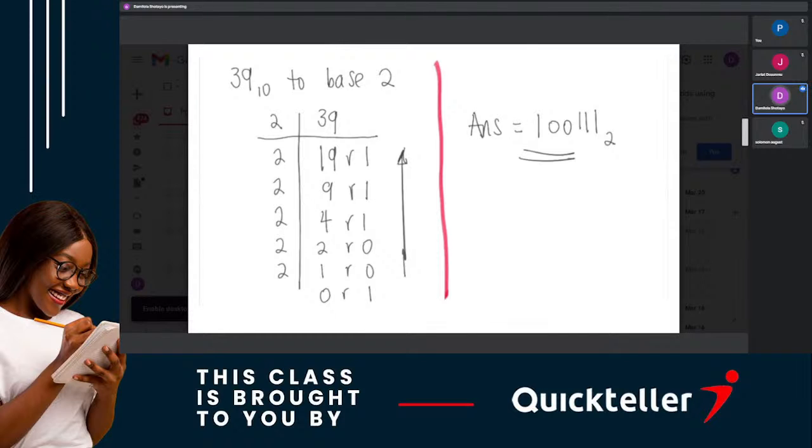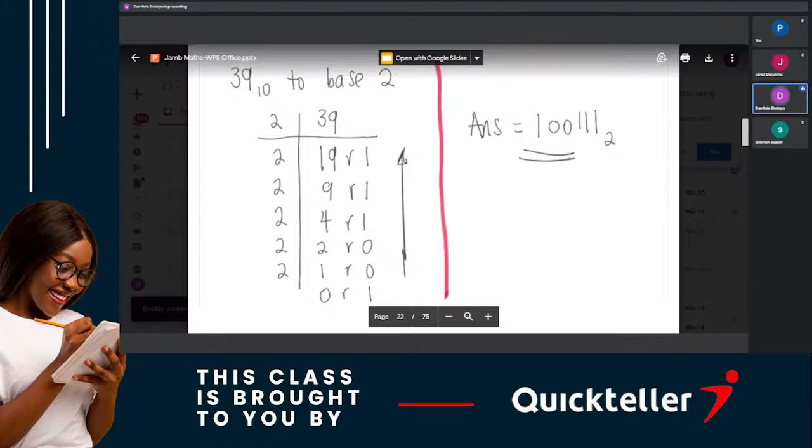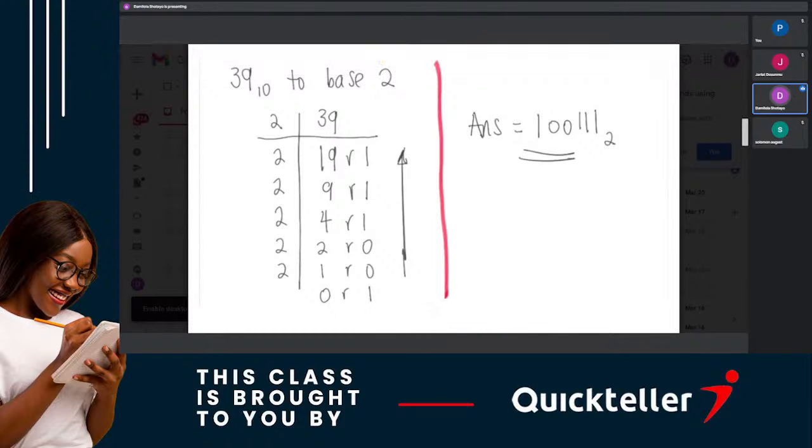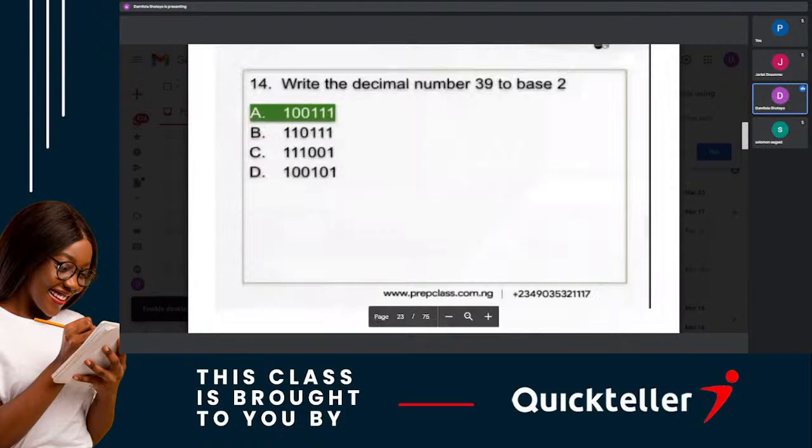2 divided into 19 is 9, remainder 1. 2 into 9 is 4, remainder 1. 2 into 4 is 2, remainder 0. 2 into 2 is 1, remainder nothing. 2 into 1, you mustn't stop at 1, very important. 2 into 1 is not possible, so that's 0, remainder 1. Remember this same 1, I copied it here. Now take your answer not from up down, very important. Take it from down up, and that will give me 100111 base 2. And that is that for this question.